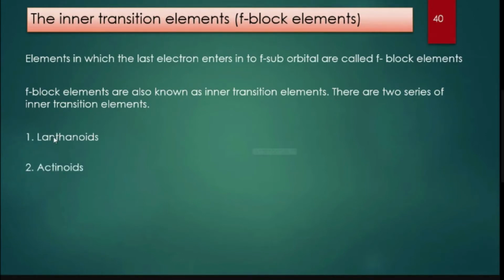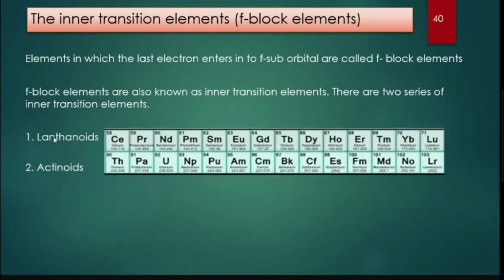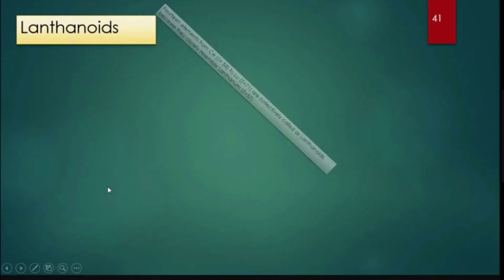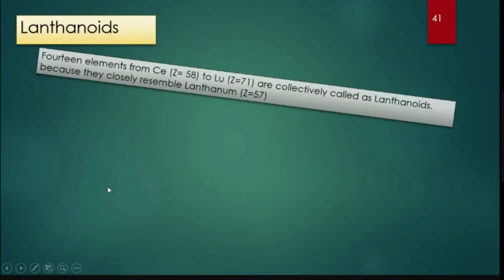There are two series of inner transition elements. They are called lanthanoids and actinoids. They are also called the lanthanide series of elements and actinide series of elements. Here you can see the lanthanide series starts from cerium and ends with lutetium. The actinide series starts from thorium and ends with lawrencium. So here these are the two series of inner transition elements, called lanthanoids and actinoids.